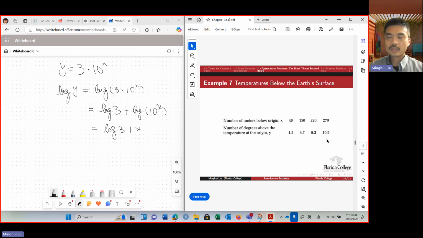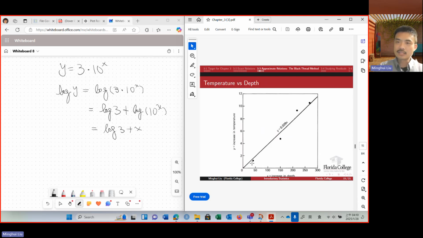Another example: as we go below the Earth's surface, the temperature actually goes up. We can measure how many meters we are below the surface, and also how many degrees the temperature increases. We can see that 40 meters below the ground, the temperature rose 1.2 degrees, and 150 meters below the ground, the temperature rose by 4.7 degrees, and so on. Now, to find a relation between these two, again, we plot the data. This is what we get.